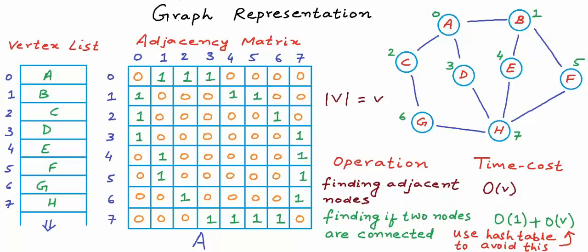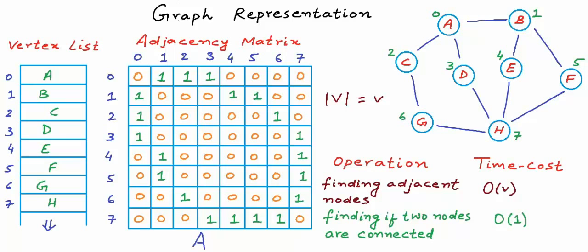Hash table is a data structure, and I have not talked about it in any of my lessons so far. If you do not know about hash tables, just search online for a basic idea of it. Okay, so as you can see, with adjacency matrix representation, our time cost of some of the most frequently performed operations is in the order of the number of vertices and not in the order of the number of edges, which can be as high as the square of the number of vertices.